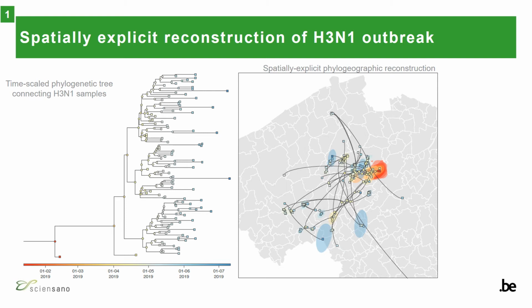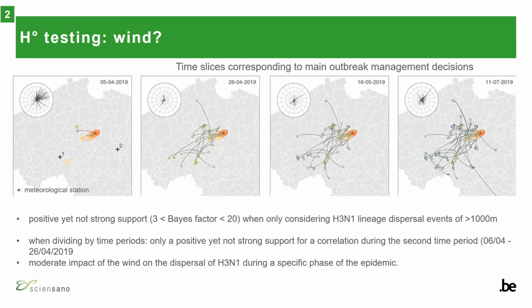Now this spatially explicit reconstruction was used to test specific hypotheses. And the first hypothesis we tested, because this was hinted at by the field veterinarians, was an effect of wind on the dispersal of the virus during the outbreak. We could use 2 meteorological stations with continuous wind data in the densely populated poultry area, providing both wind direction and speed.